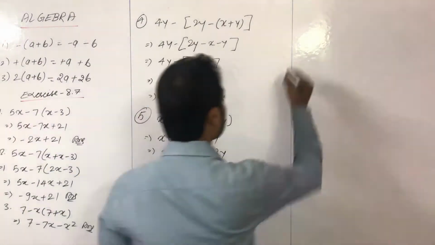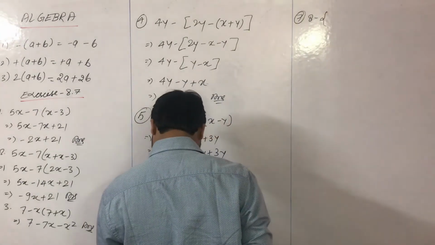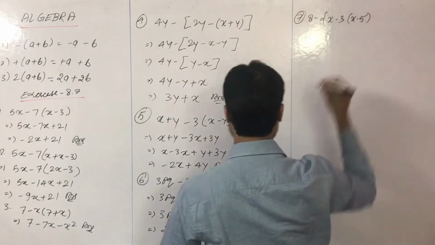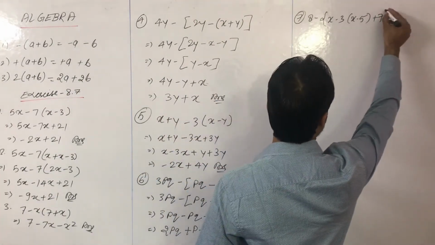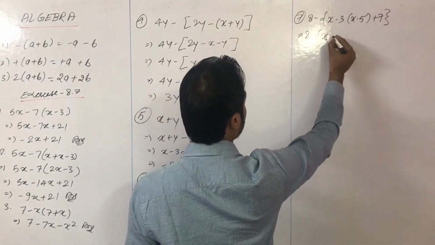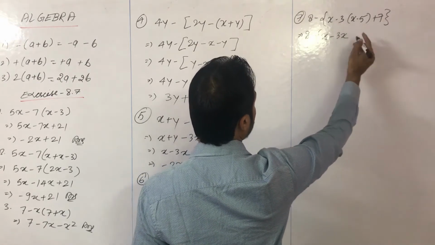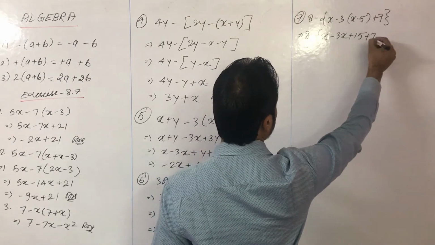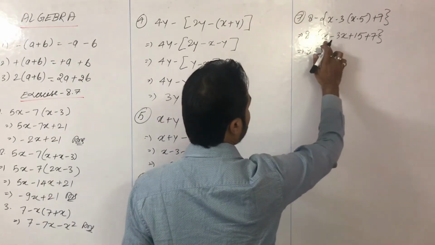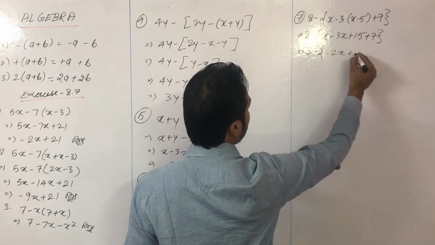Next, question number 7, and the statement of 7 is 8 minus curly bracket x minus 3 in the bracket x minus 5, plus 7, curly bracket closed. So first of all, 8 as it is, and inside the curly bracket x minus 3 into x and 5. So 3 into x is 3x, and minus 3 into minus 5, minus minus plus 15, plus 7, curly bracket closed. Again 8 as it is. Now inside the curly bracket x minus 3x is minus 2x and 15 plus 7. 15 plus 7 is 22.